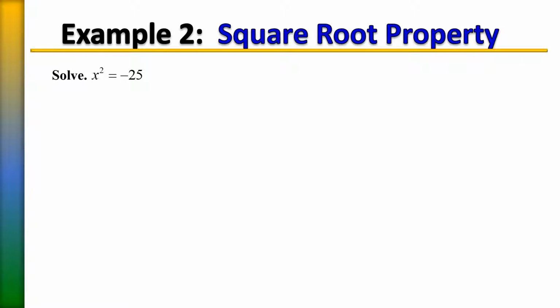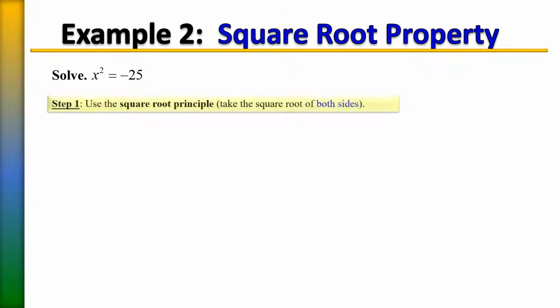To do that, all you need to do is take the square root of both sides. That is what we call the square root principle. Because remember, the rules for equations are whatever you do to one side, you must do to the other. Now we can clearly see that the square root of x squared is x. But what is the square root of negative 25?